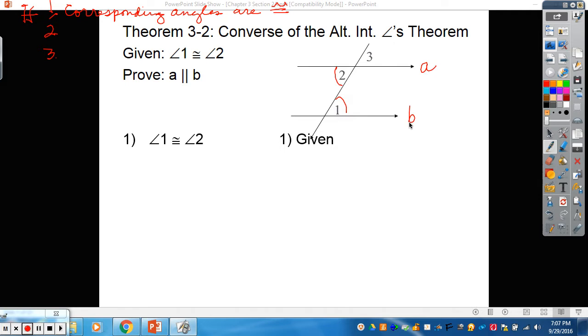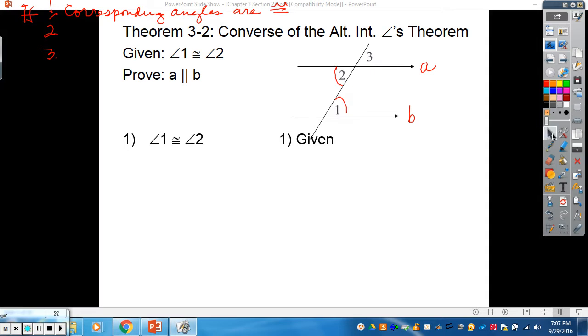Now, how are we going to do that? Well, we can only base everything off of what we already know, not off of what we think we're going to know. So some of you are probably thinking, well, with the alternate interior angles, the lines have to be parallel. We don't know that yet. That's what we're proving. So as I look at that picture up there, the first thought that I want you guys to have is this.